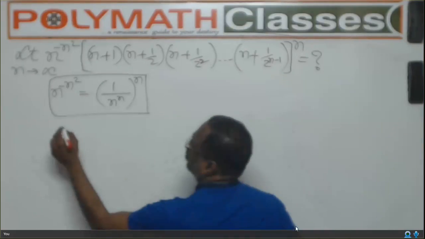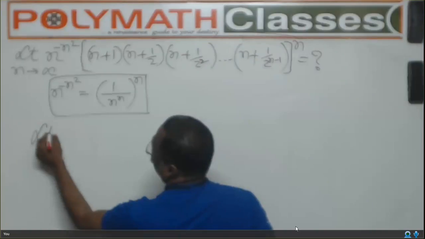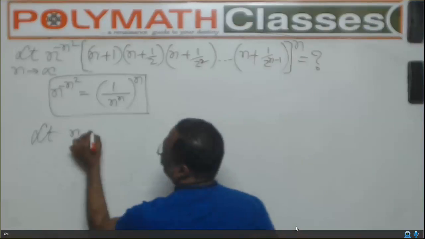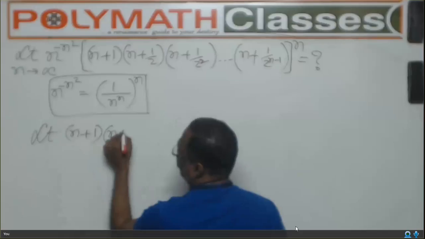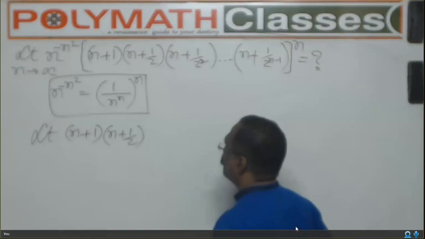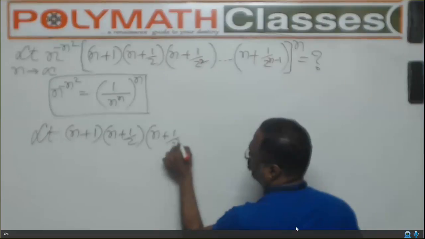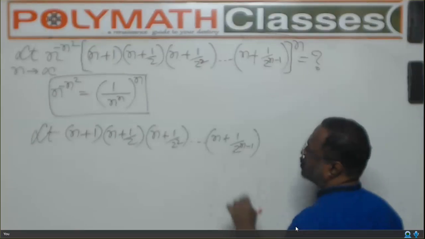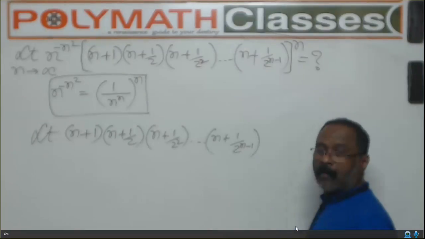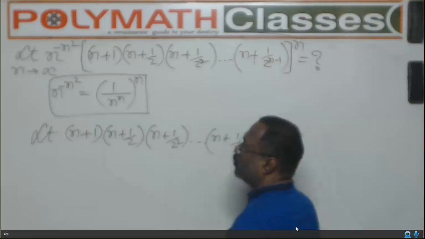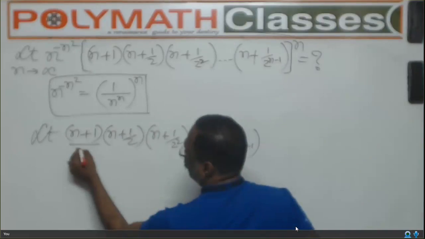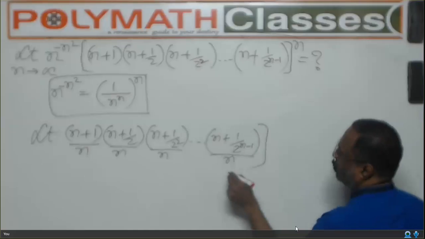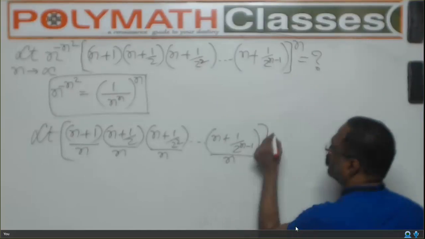Limit of 1 plus limit of n plus 1 into n plus 1 by 2 into n plus 1 by 2 square into so on n plus 1 by 2 power n minus 1. And what is that we have here? N power n, no? We will write 1n here, 1n here, 1n here, and final n here, and whole power n as n tends to infinity.